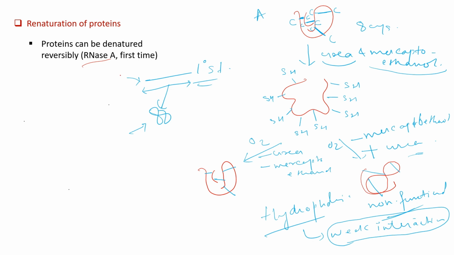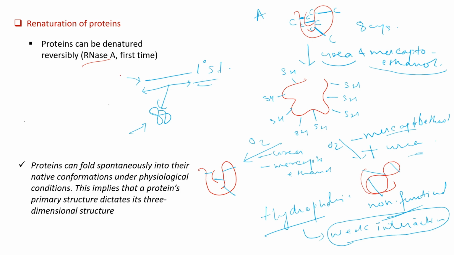And removing only the reductant proves that weak interactions are important for proper folding of a protein, for proper placement of the disulfide bond. So this experiment proved that weak interactions are important and also that the primary structure is responsible for the 3D structure and eventually the function of a protein. Now, proteins can fold spontaneously into their native conformation under physiological conditions. This implies that a protein's primary structure dictates its 3D structure.